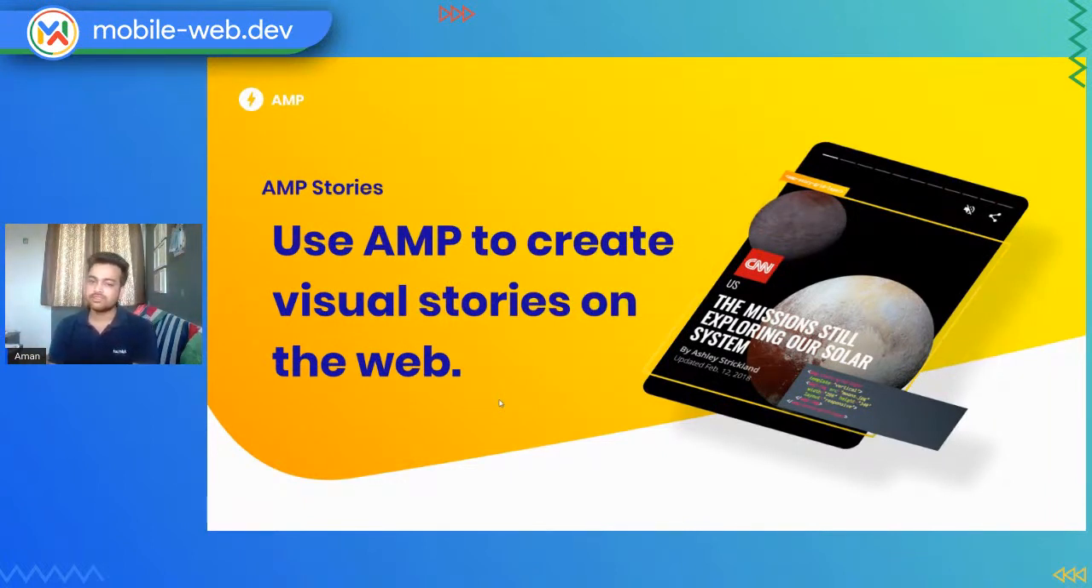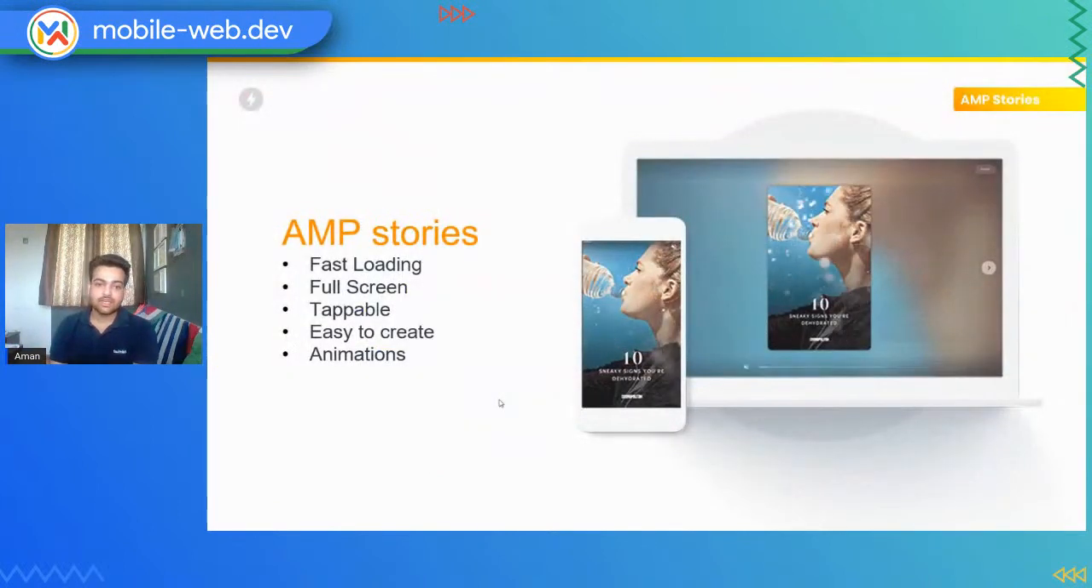But the problem was that all the time the content was hosted on these platforms, and there was no way that you could download the tappable feature. But now with AMP stories, they have brought the way of interactively narrating that story inside your web project. So basically, you can create fast loading, full screen, tappable, easy to create, animatable stories, just like WhatsApp or Instagram statuses, which have animations and things like that.